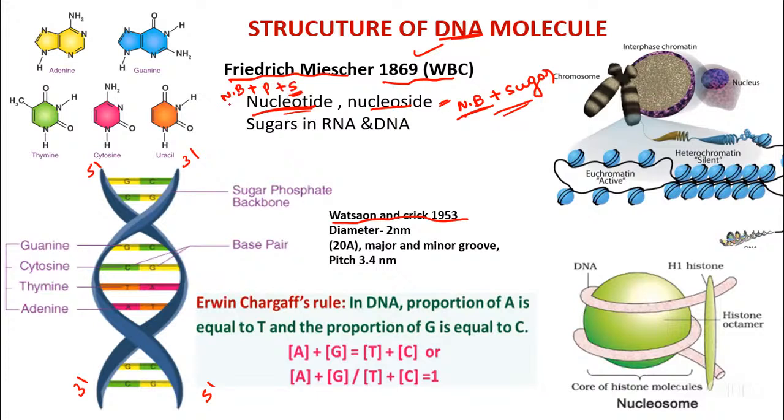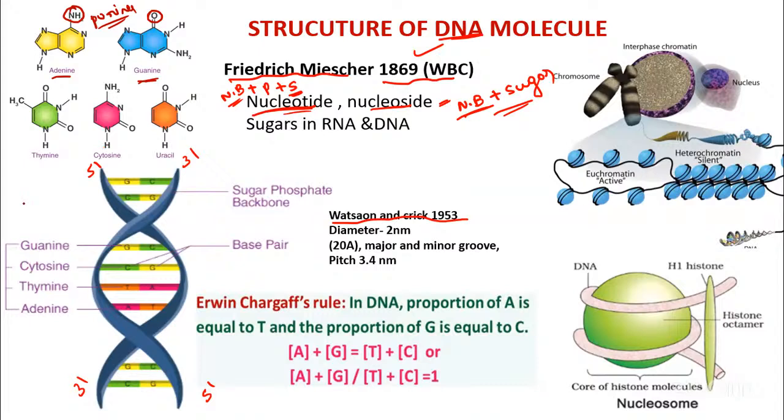And when we are talking about the nitrogen bases, there will be purines. Purines have a double ring. You can see that adenine and guanine come under the purines. They have the double ring structure. In adenine you can see NH2 is there, and in guanine you can see O is there. This is how you can differentiate.